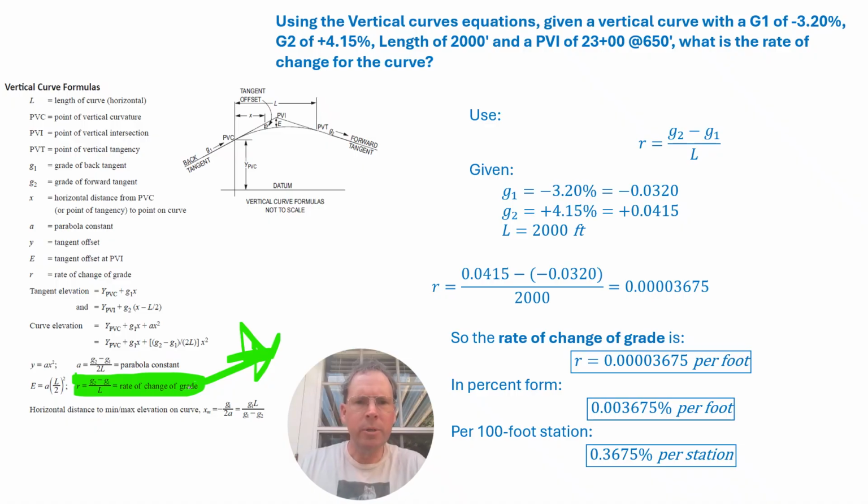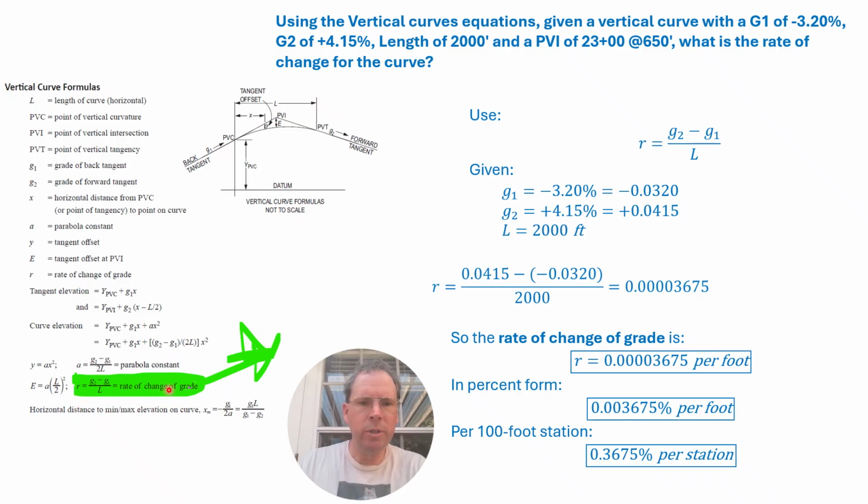And I've got an example here I was going to do for you. This is the rate of change of the grade. So say using the vertical curve equations, given a vertical curve with a G1 of minus 3.2% and a G2 of positive 4.15%, a length of 200 feet, a PVI of 23 plus 00 at 600 feet. What is the rate of change for the curve?